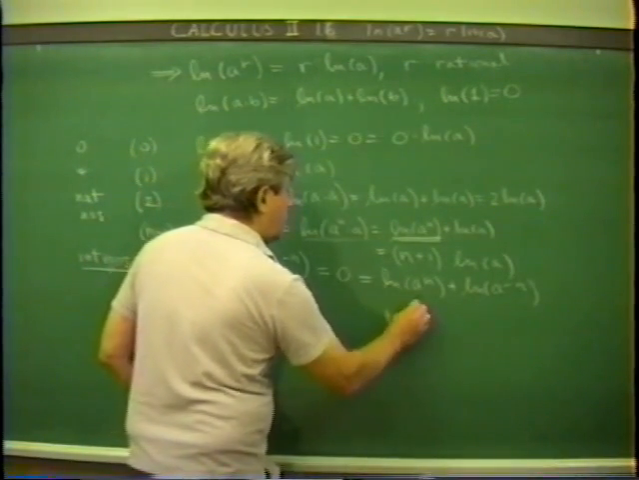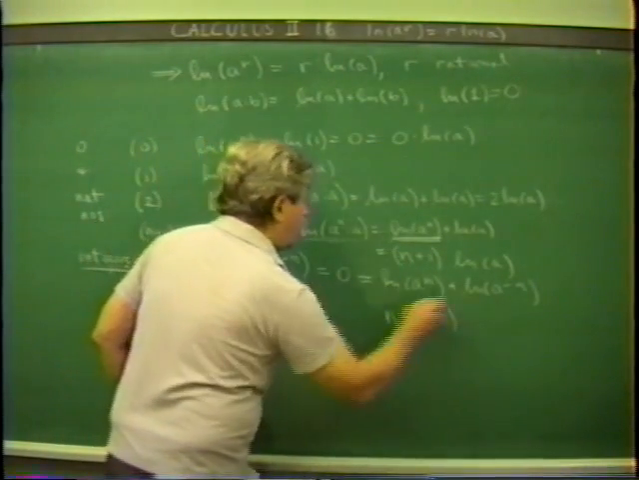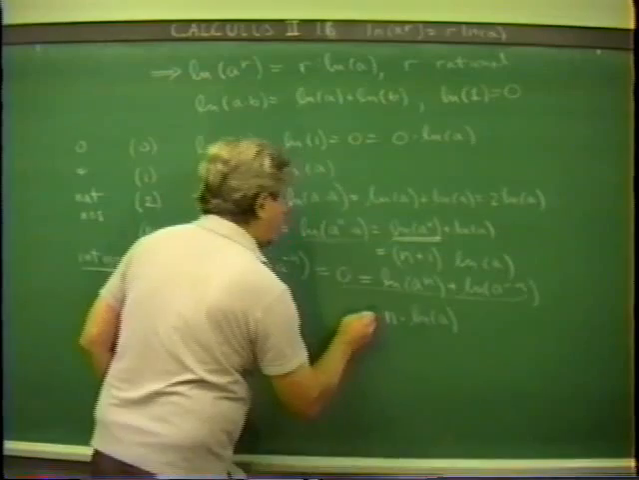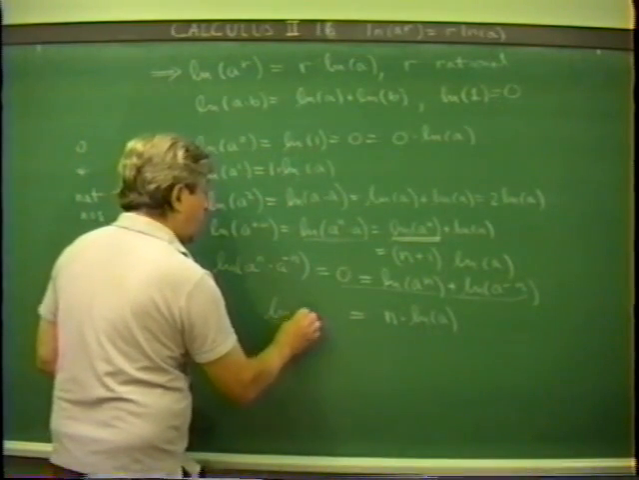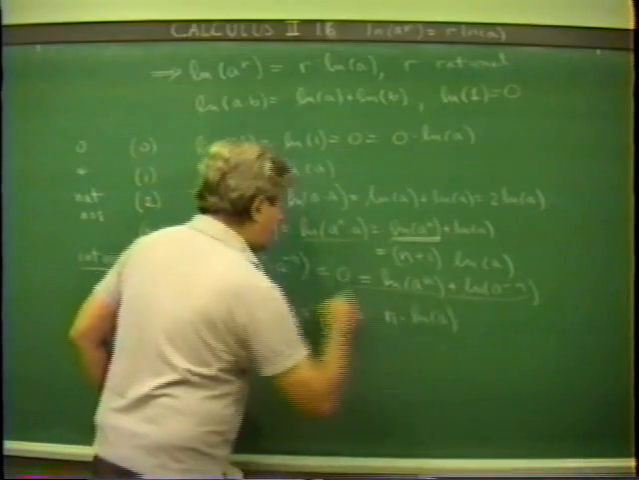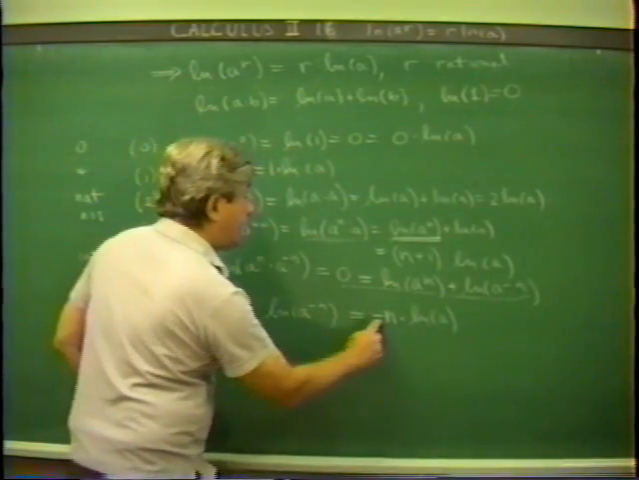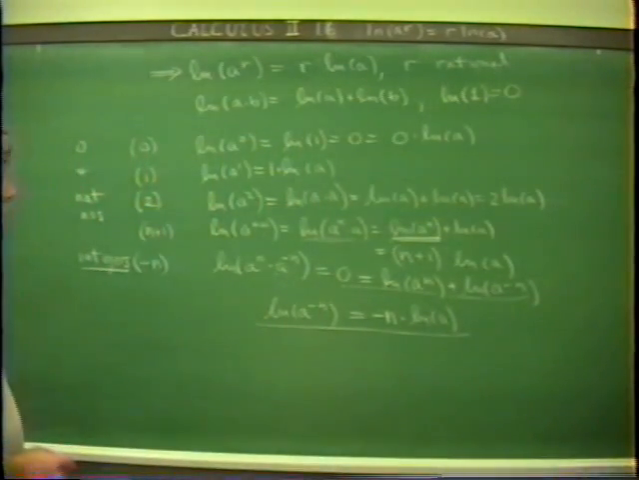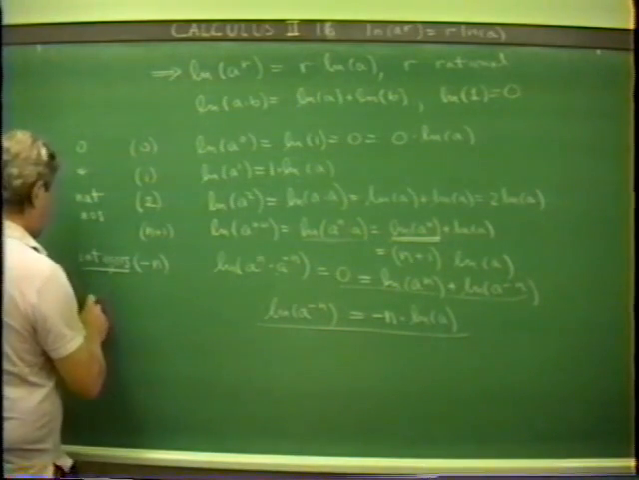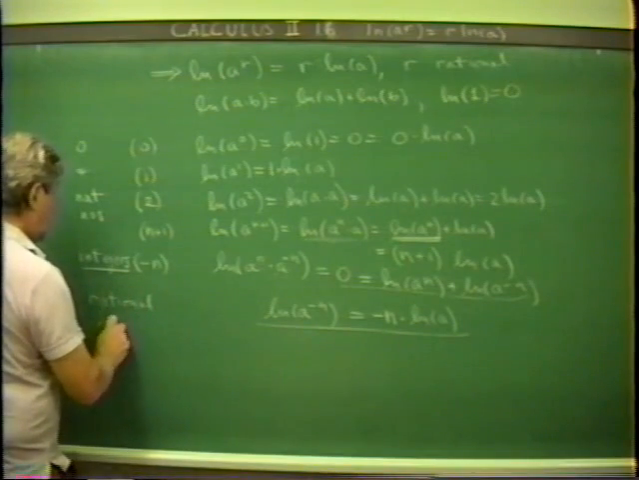The logarithm of a to the n is n times the logarithm of a. And then from this equation, this is going to be equal to the negative of the logarithm of a to the minus n. So the logarithm of a to the minus n is going to be minus n log a. And so now we have this is true for all integers. Now let's consider irrational numbers.